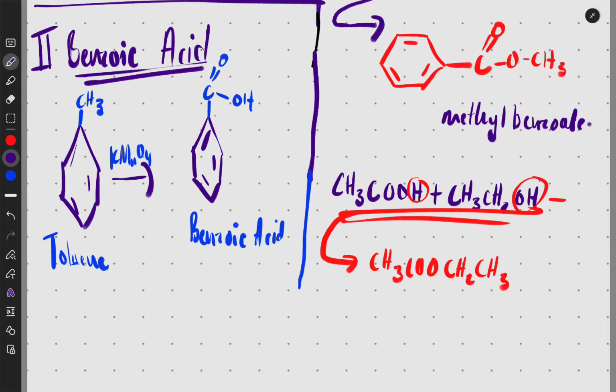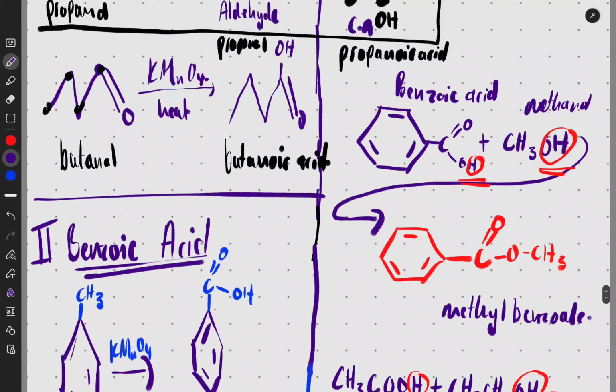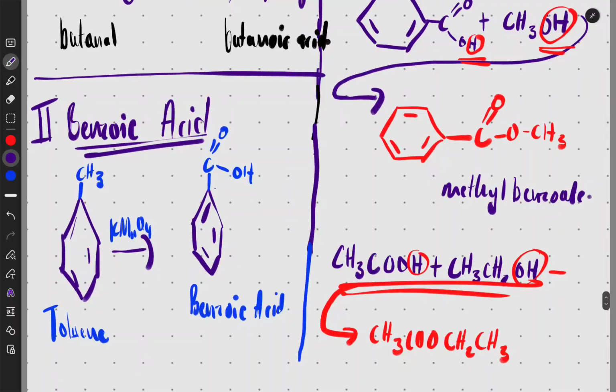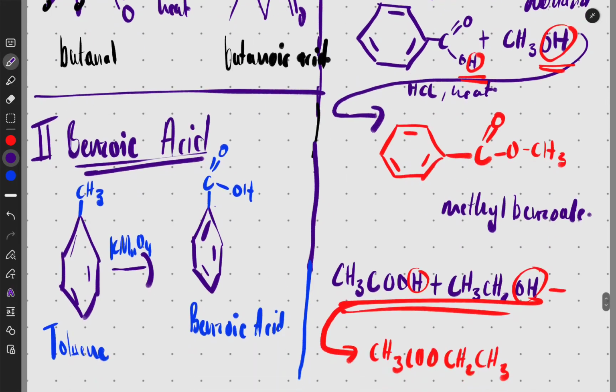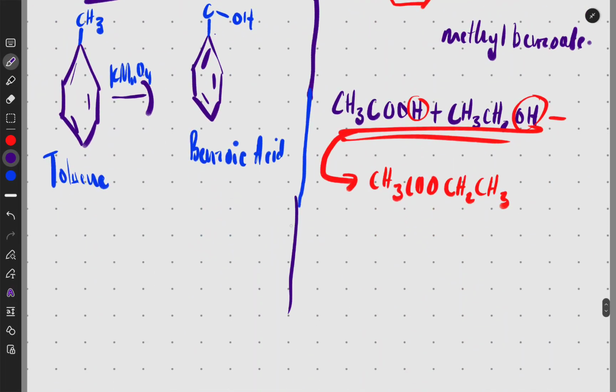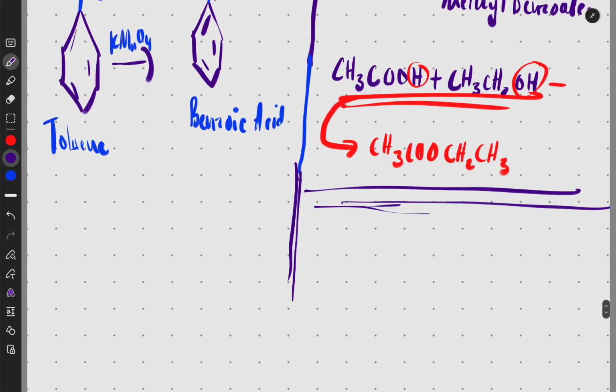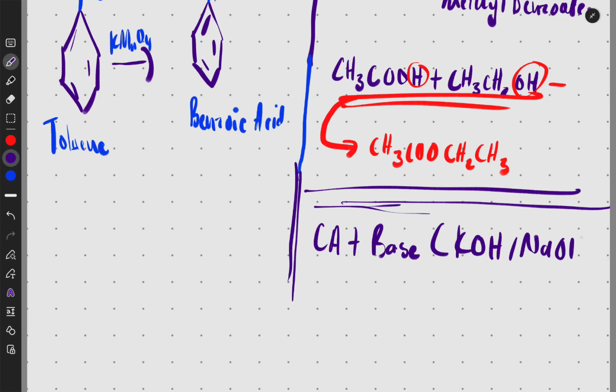In esterification, it's easy, but remember to put on your arrow HCl and heat. Put your acid and heat it, okay? Now, the last reaction, the second reaction for carboxylic acids, only two to know, is the reaction with a base. You can say carboxylic acid plus base. For base, remember, bases are your hydroxides, like KOH or NaOH, strong bases.